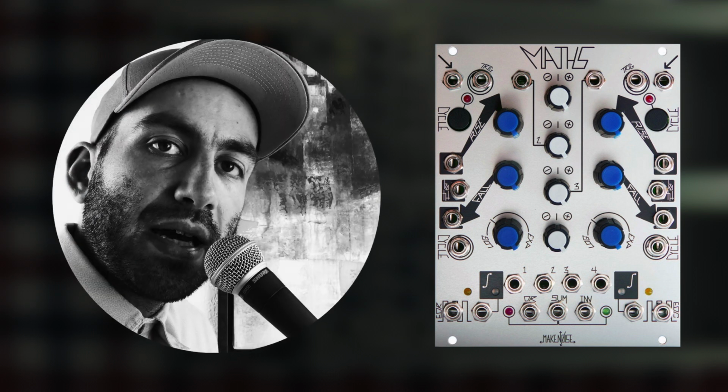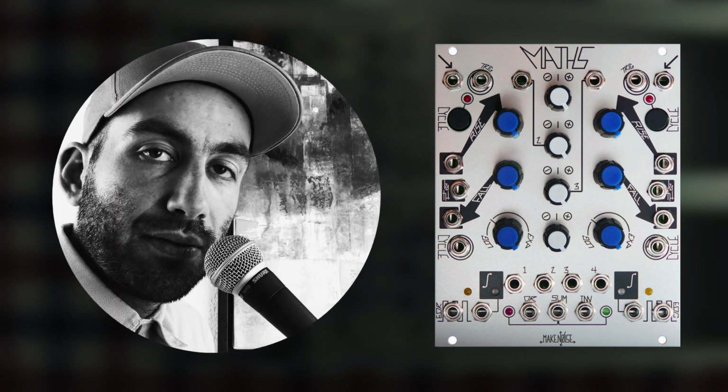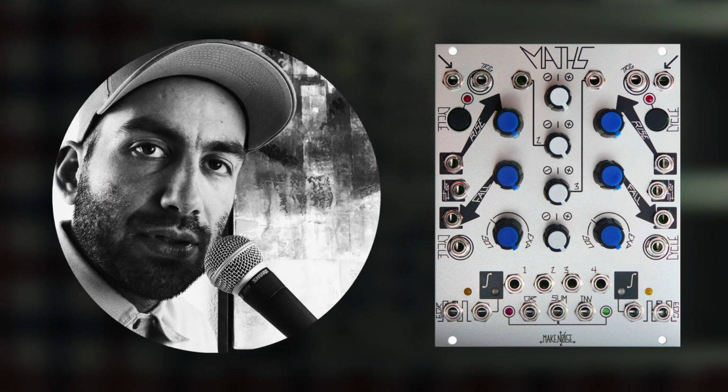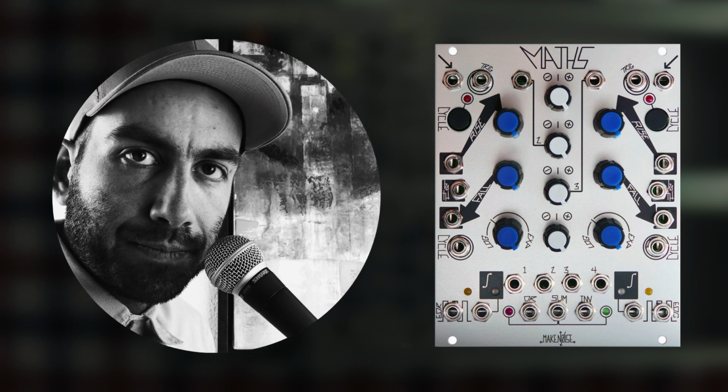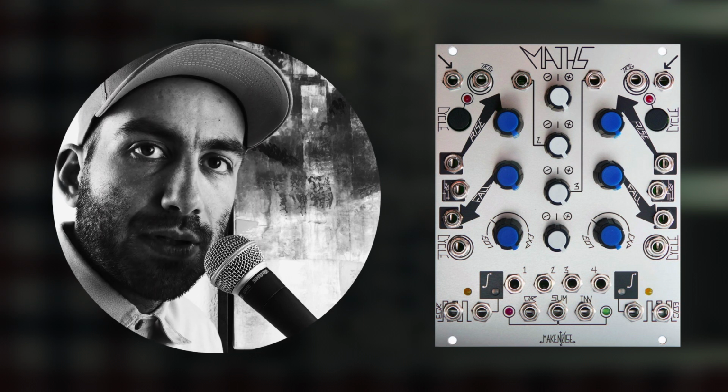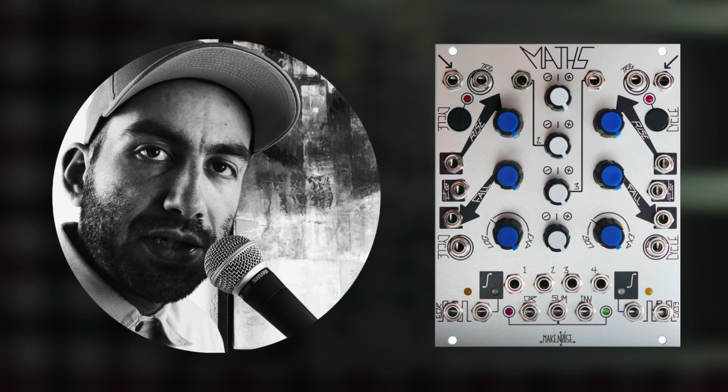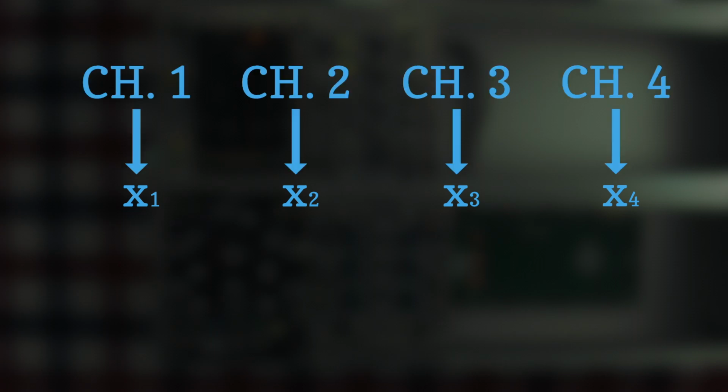Before we go to the front panel, I think it would be helpful to go over a little bit of theory. It's helpful to think of Maths as processing a specific equation, and you have 4 different inputs. For the purposes of this explanation, I'm going to call those x1, x2, x3, and x4, corresponding to the 4 different channels that you have available.